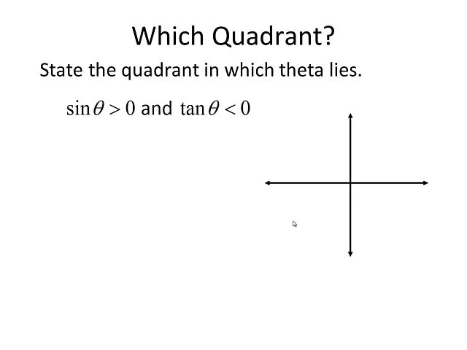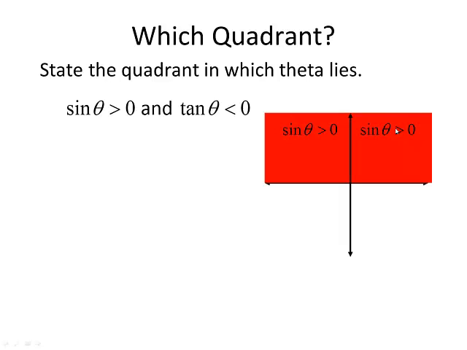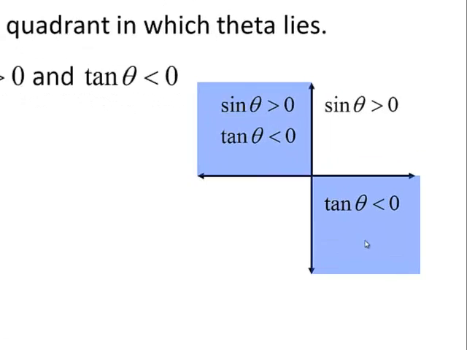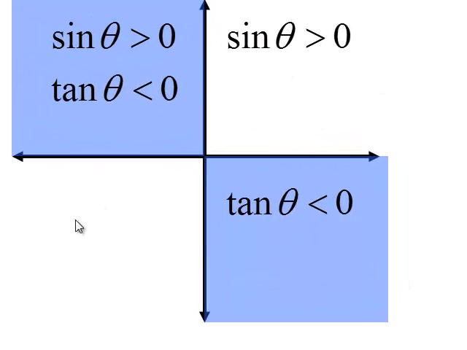State the quadrant in which theta lies. If sine is positive and tangent is negative, which quadrant are we talking about? Well, we know that sine is positive in quadrant 1 because everything's positive in quadrant 1, and it's also positive in quadrant 2. Tangent is negative in 2 and 4 because everything's positive in quadrant 1 and tangent is positive in quadrant 3. So it is negative in quadrants 2 and 4.